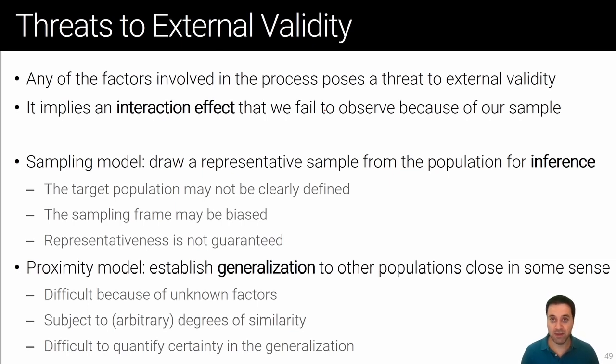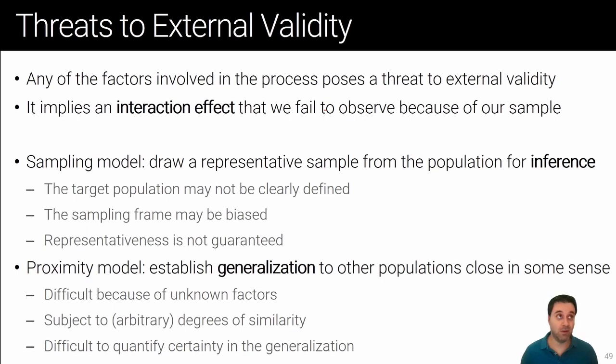And when we want to assess external validity, we do it basically from two points of view, either the sampling model or the proximity model. In the sampling model, what we say is that, well, we have a certain population and we draw a representative sample from it such that we do statistical inference and we generalize to this other population. And when we do this, we have to think that the target population, again, might not be clearly defined. Maybe by the time we carry out the study, we don't even know exactly what population we want to generalize to or we are interested in the first place. And it might be very difficult to draw a proper sample from it because, well, we don't know exactly what population that is. Maybe the sampling frame is biased.